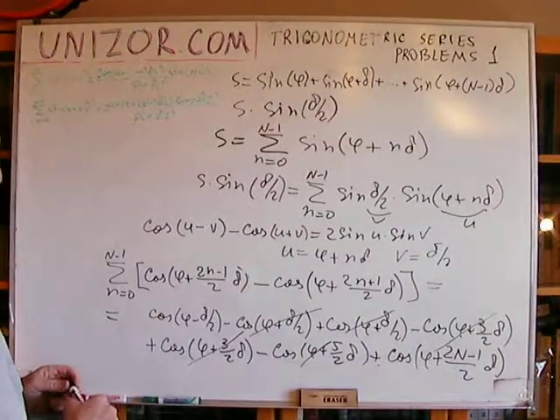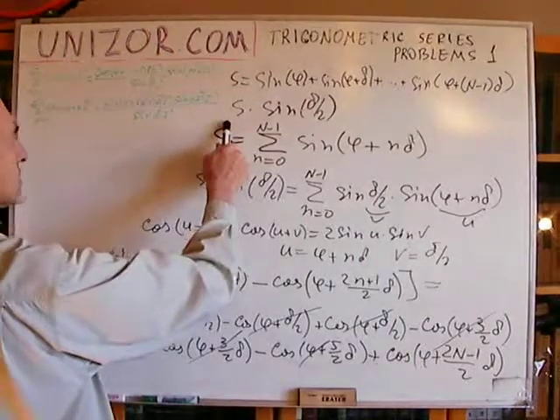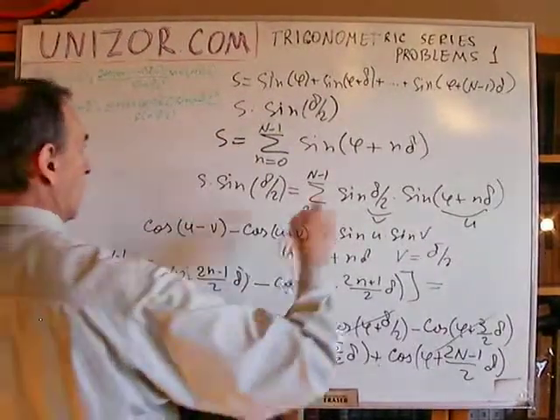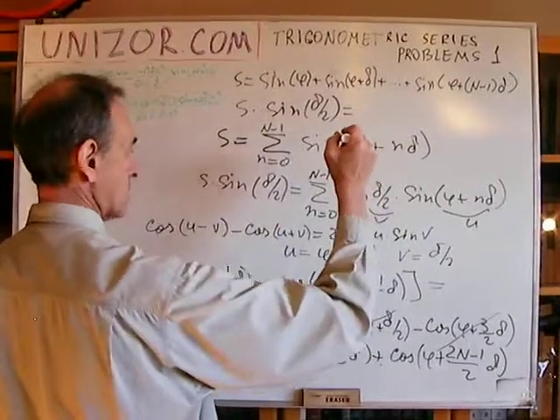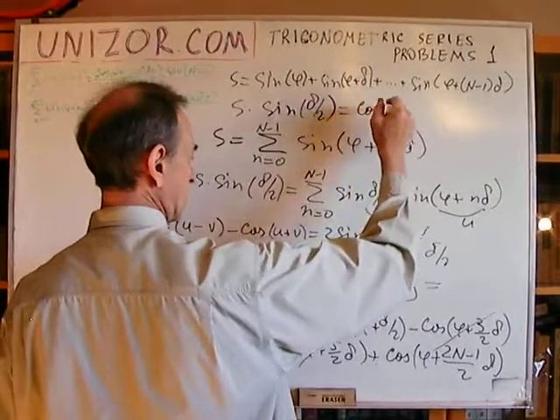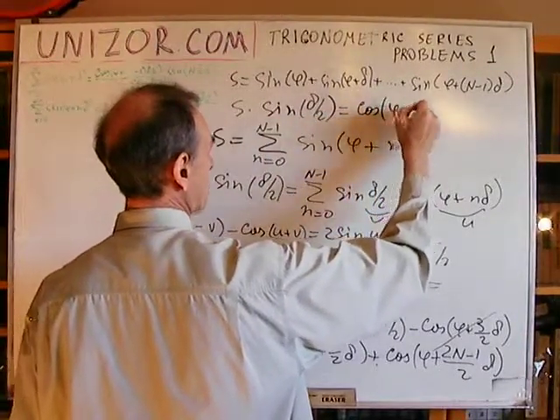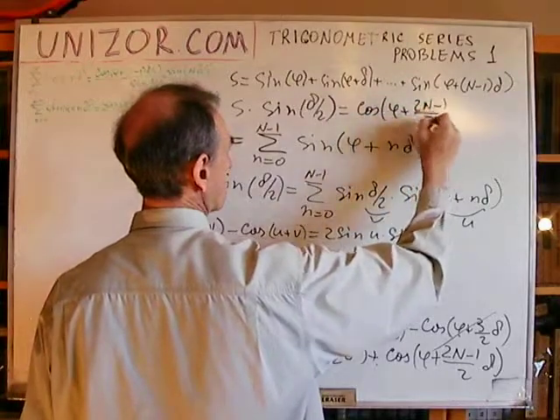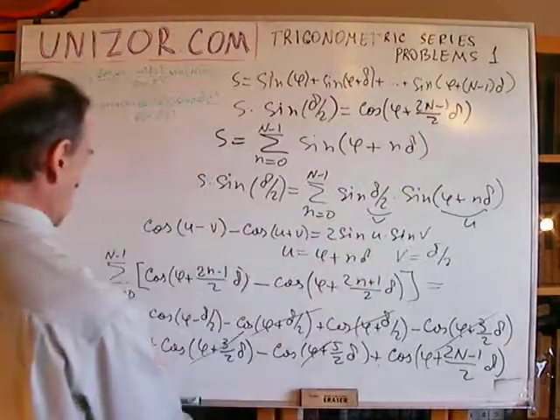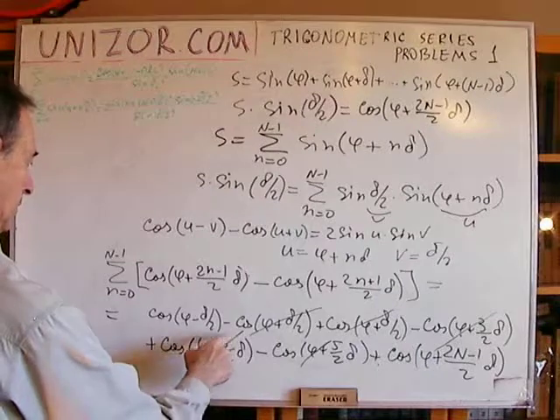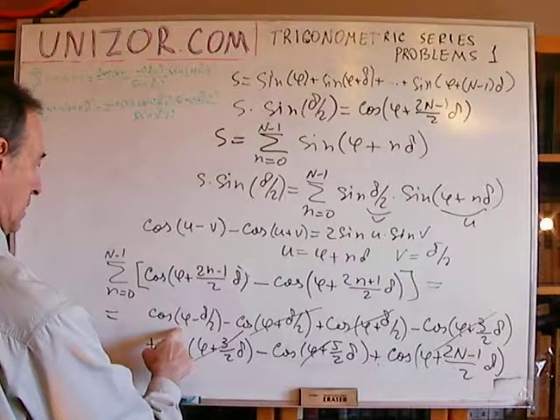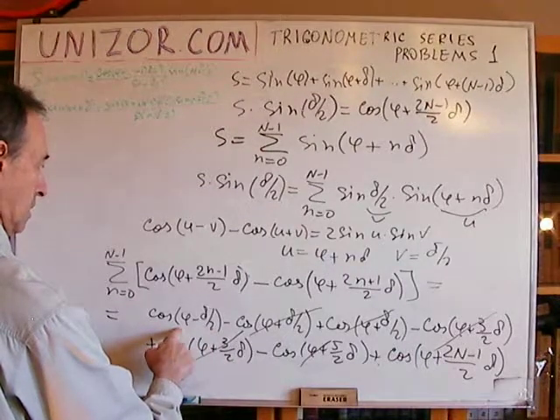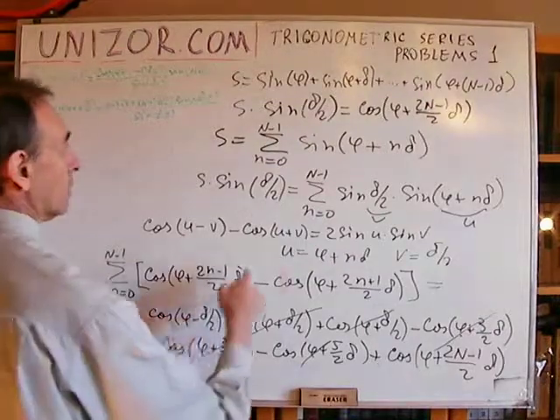Right. So whenever I multiply this by this, I will have only two members, cosine of phi plus (2N minus 1) over 2 delta, with a minus sign.